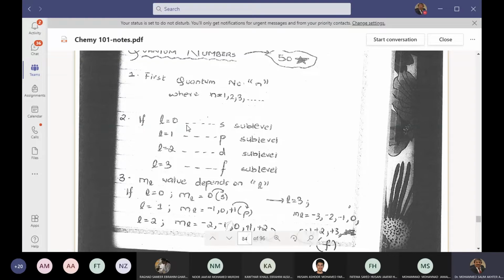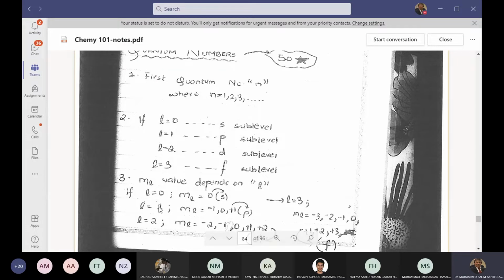The second quantum number, I just mentioned it, L is equal to 0, 1, 2, 3: S sublevel, P sublevel, D sublevel, F sublevel. The third quantum number, ML, depends on L. So if L is 0 means S. S means ML equal to 0. So ML equal to 0 means one value. One value means one box.